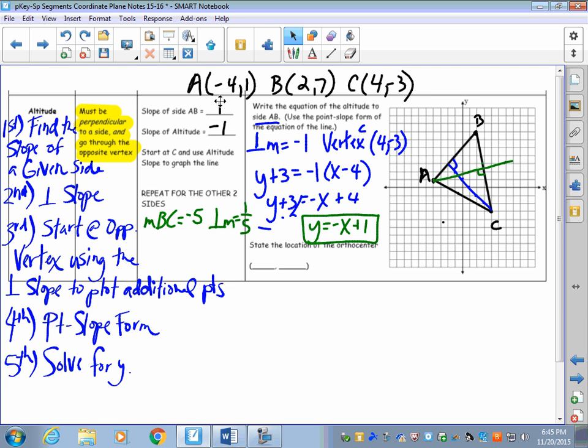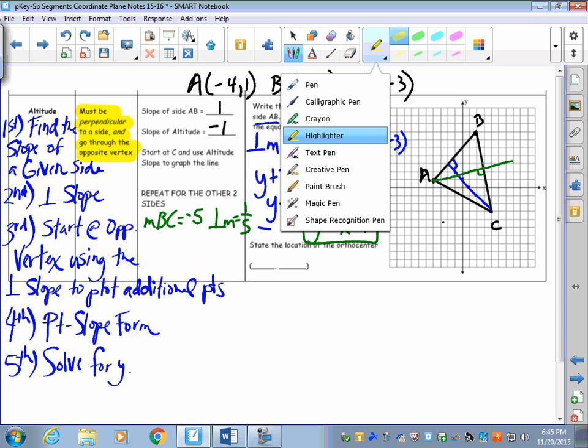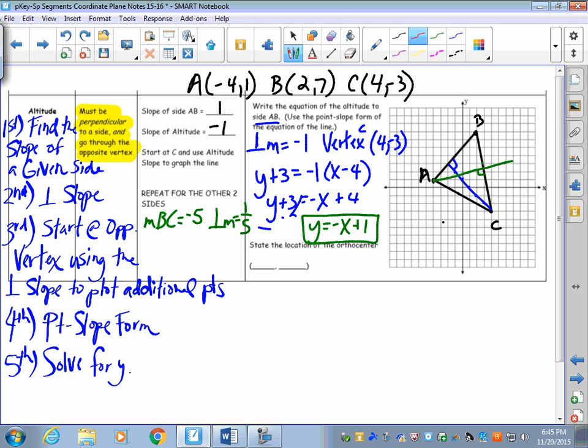But let me just go ahead and practice and show you how to draw the altitude for side AC. So the first thing we do, step 1, is find the slope of AC. Use your rise over run. That comes out to be, if you count, a -1/2. And then we're going to do the perpendicular slope. That's going to be a +2.